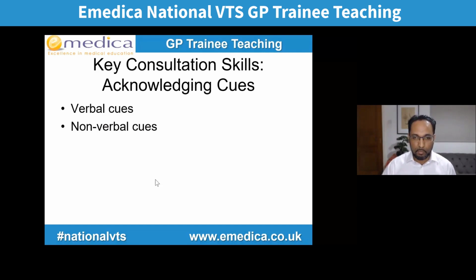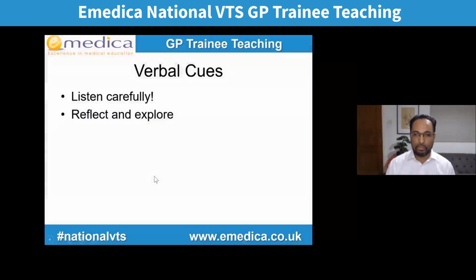So let me give you some examples of cues and how you might actually use them. So the first thing is verbal cues. It's really important to listen carefully to exactly what's being said, and then to reflect it back and explore what they mean by it. So a good example is sometimes a patient might say something in passing. They might say, this pain's really severe and it's got me worried. Now, what you might have heard is that the pain is really severe, and you might explore that.